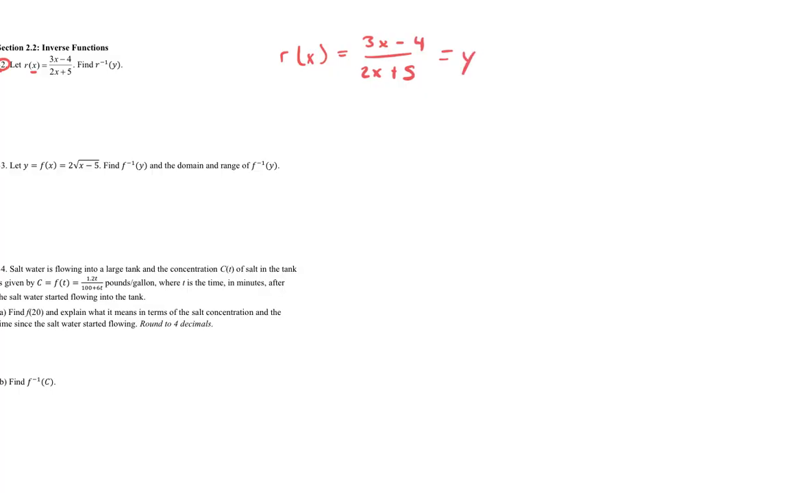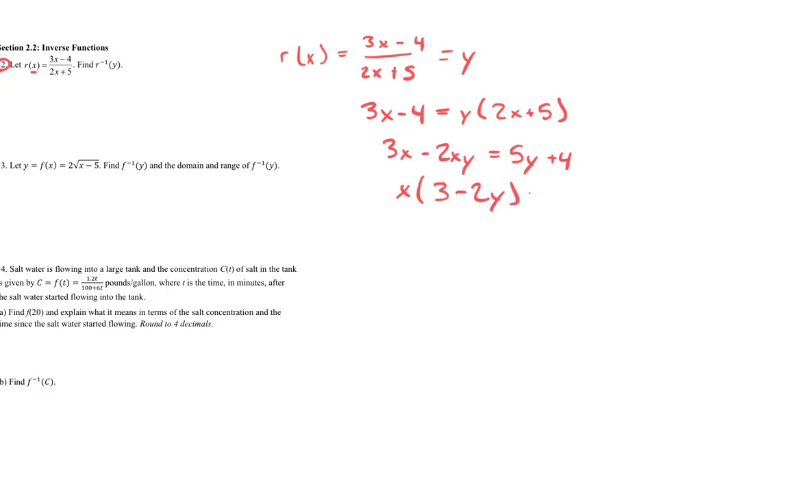and this is also going to be equal to y. So to solve for x, first thing we can do is move 2x plus 5 to the opposite side. And then from here, we can move all of our x's to one side of the equation. So we have 3x minus 2xy equals 5y plus 4. And now from here, we can factor out an x from both of these. So we get x times 3 minus 2y equals 5y plus 4.